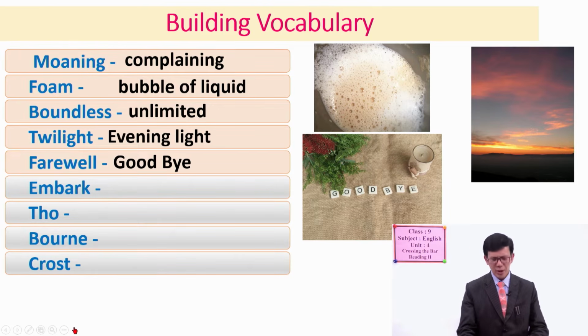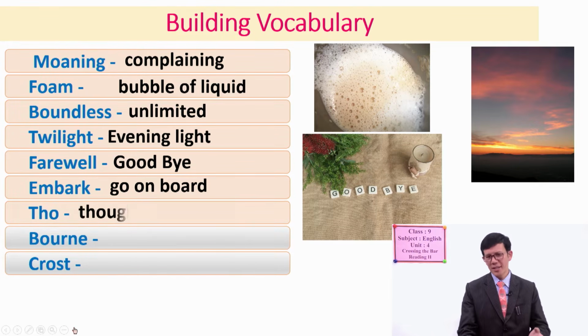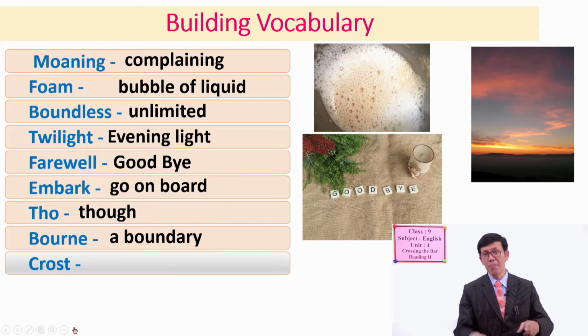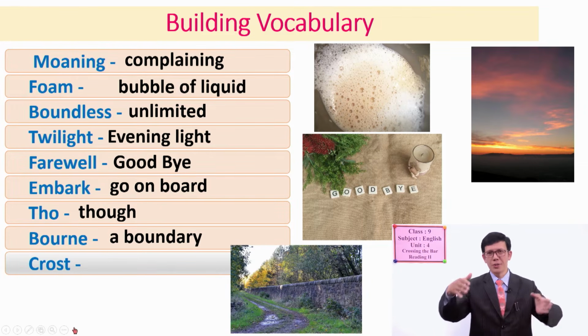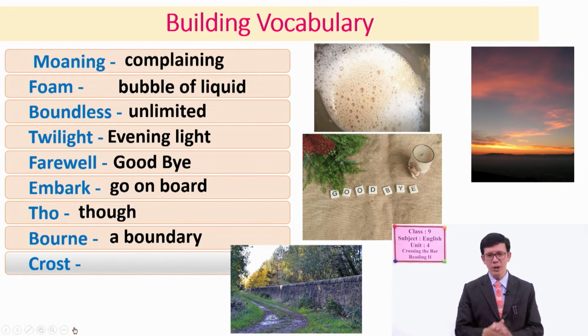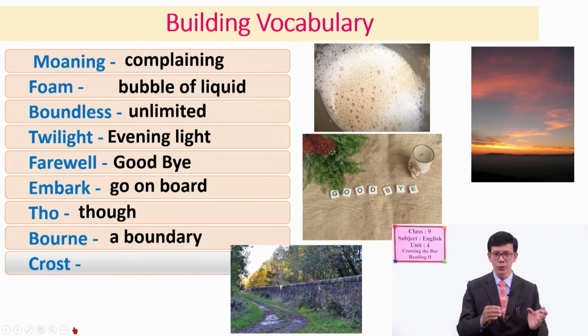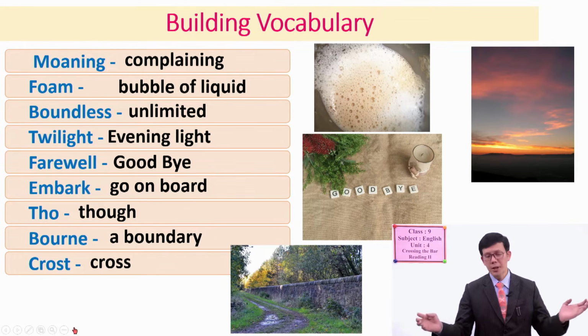Okay, very good. Next word, let's see, embark. Go on board is what we call embark. And yes, that was already said, so though. And the next word, bourne, means, look, the word bourne, a boundary. Okay, let's see. Yes, what is this in the picture? Very good. That is a boundary wall, okay? Yes, from where we cannot cross. That is called bourne, a boundary. And the last word is crossed, so you can say, very good, that is to cross. Thank you, my dear students.